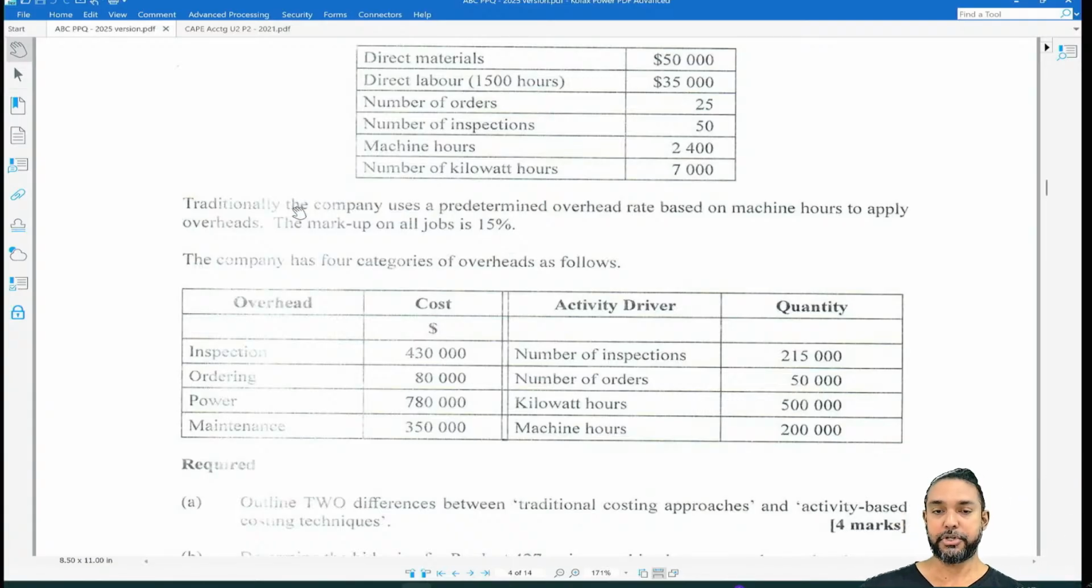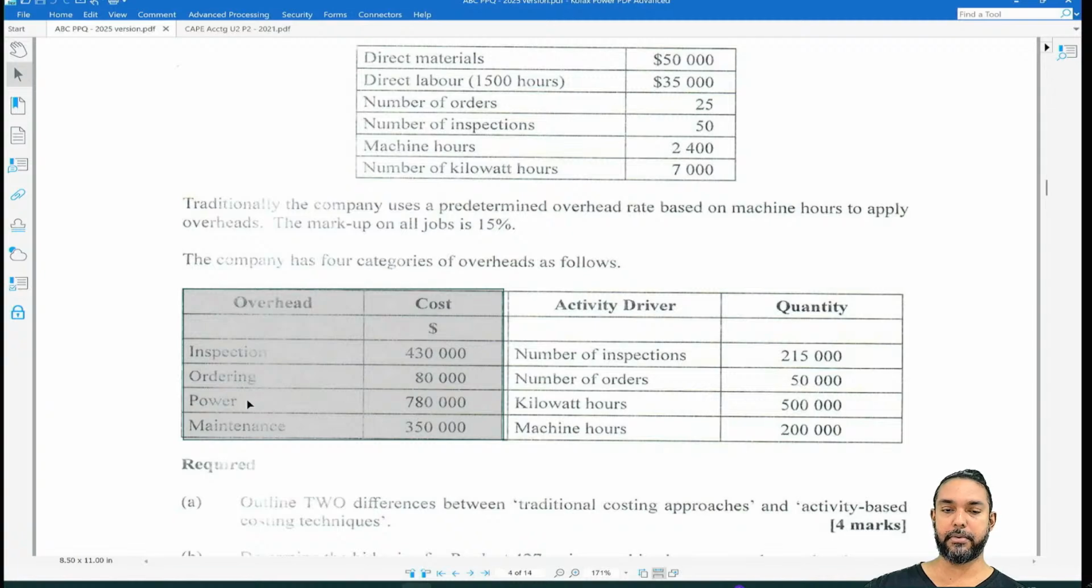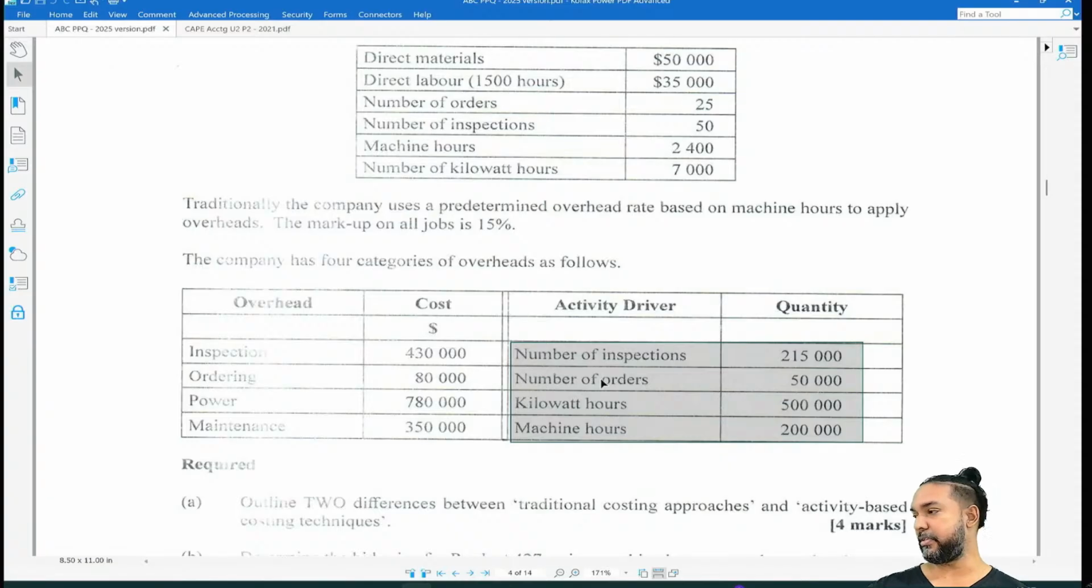After you calculate your total costs, you're going to find 15% of that and add it on to it. So traditionally, the company uses a predetermined overhead rate based on machine hours. Down here, we have a table showing the 4 categories of overheads as follows: inspection, ordering, power, maintenance. We have the cost attached, and across here, we have the drivers for each of the activities.